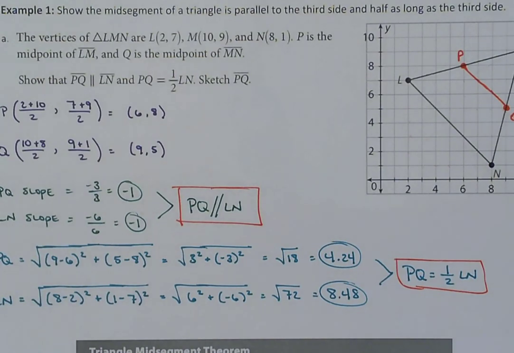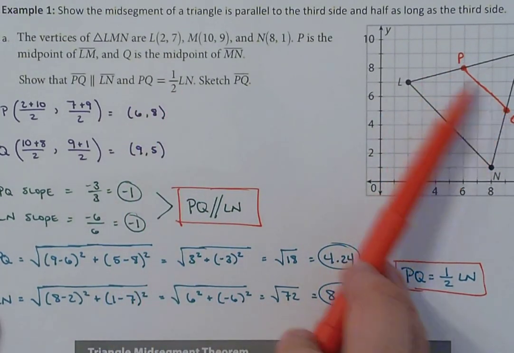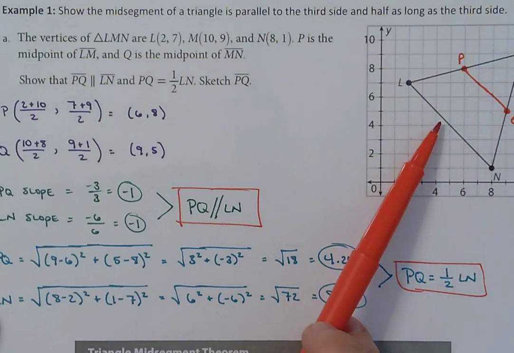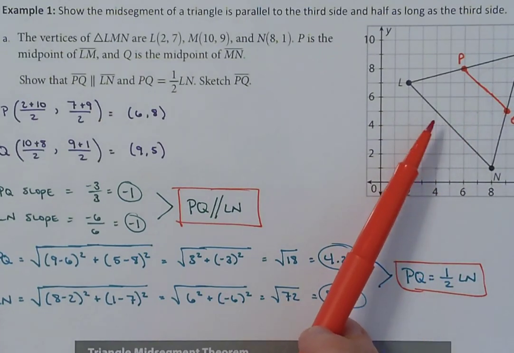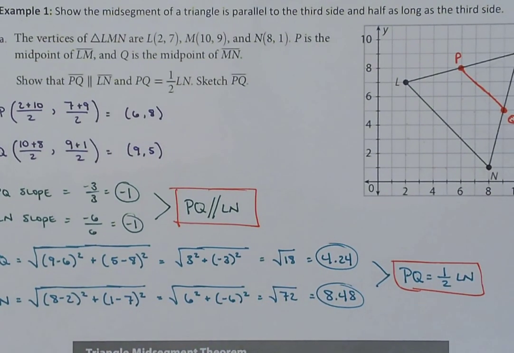Now, the second part was to prove that PQ, this red segment here, is equal to half the distance of LN. So I used the distance formula, the square root of x2 minus x1 squared plus y2 minus y1 squared.